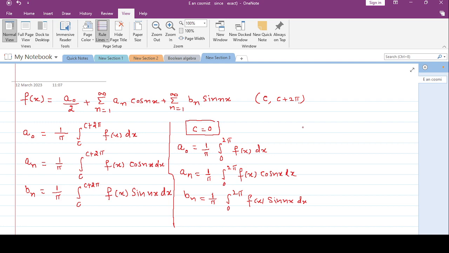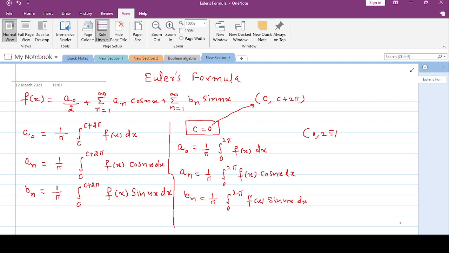So whenever your interval is 0 to 2 pi, because if you take c value equal to 0, then this interval becomes 0 to 2 pi. So whenever the interval is 0 to 2 pi, in that case we find all these values a naught, a_n and b_n. I repeat, whenever the interval is 0 to 2 pi, we always find all these values a naught, a_n and b_n, and this is called Euler's formula. So this is the first case when c is equal to 0.